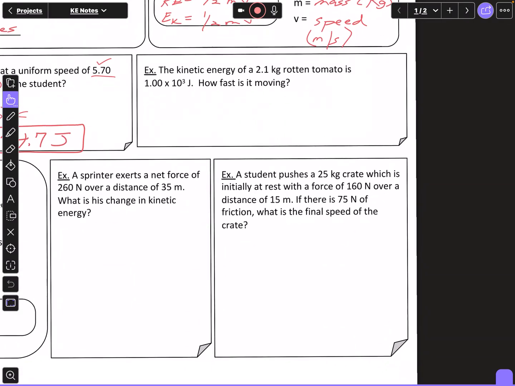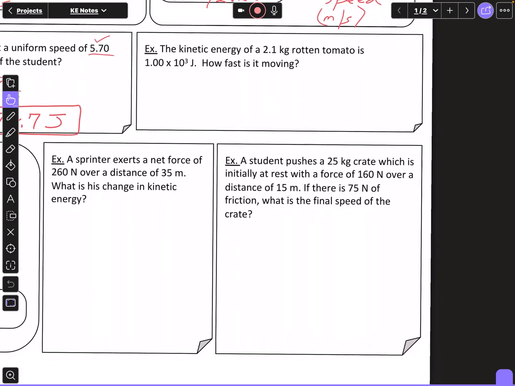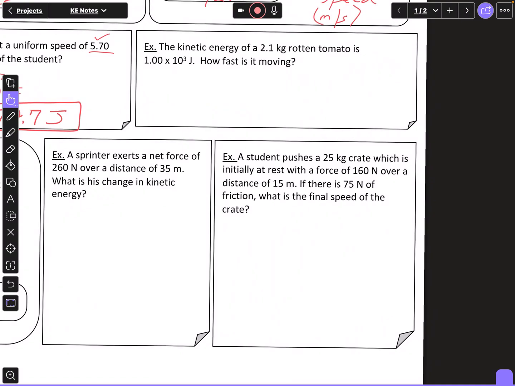So next, the kinetic energy of a 2.1 kilogram raw tomato is 1.00 times 10 to the third joules. Now that's the same as saying 1,000 joules. That's like 10 to the third, moving your decimal over 3 places. But it's giving me a mass in kilograms, and it's giving me a kinetic energy, and it's asking me how fast it's moving.